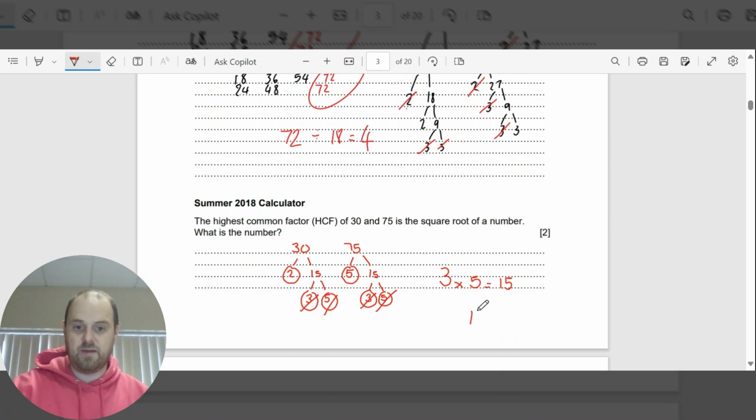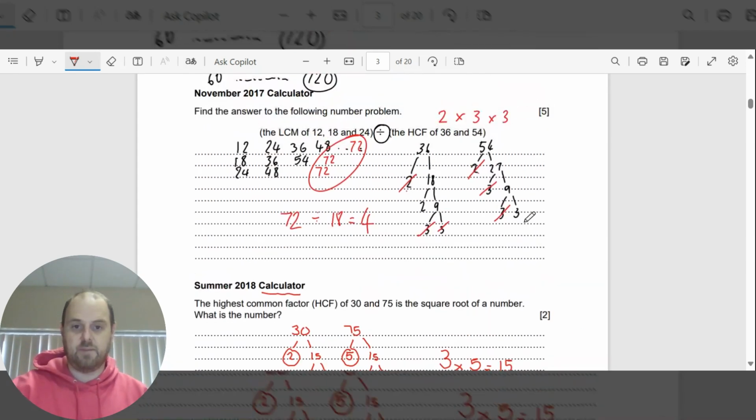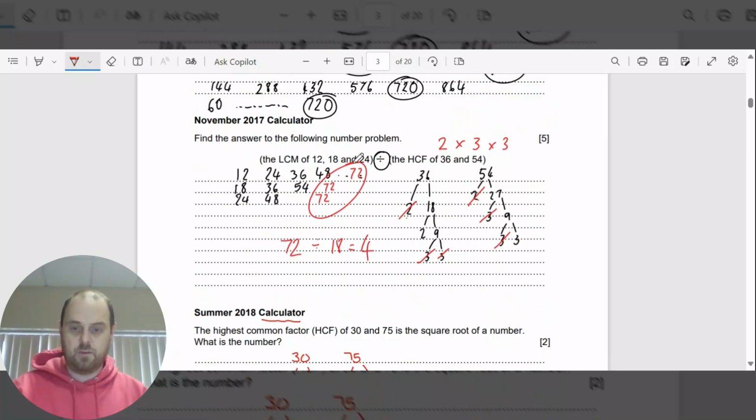What is the number? Well, if 15 is the square root of a number, then the number, and you've got a calculator, the number must have been 225 because the square root of 225 is that. Now, I was showing you here the difference between lowest common multiple, where I started writing out the 12 times table, the 18 times table, the 24 times table, using a calculator. And I was looking for the lowest number in all of their times tables, which turned out to be 72.